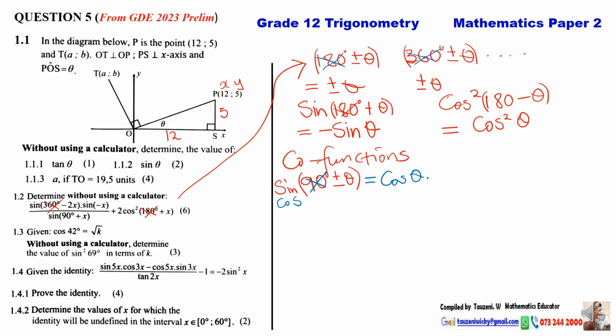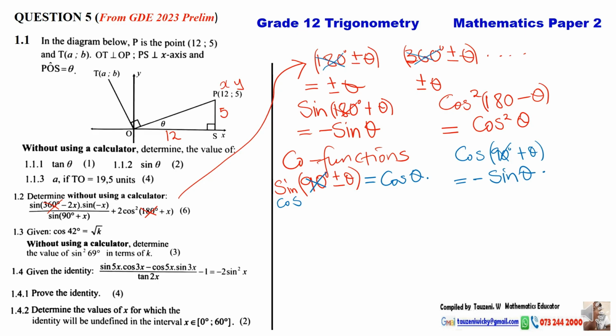Now, one cofunction that learners forget a lot is the cos of 90 degrees plus theta. This one specific one, the 90 falls away, the cos changes to sine, but it becomes a negative sine theta. When we mark examinations, we notice that learners forget this negative a lot, and that messes up your marks.